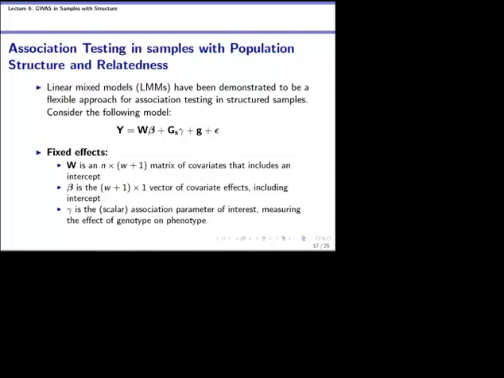But we have 2 extra components. The standard linear model just has your covariates, and you're testing for your genotype. Gamma is the association parameter, and we're testing whether or not it's 0. If gamma is equal to 0, then there's no association. And then there's the error term.